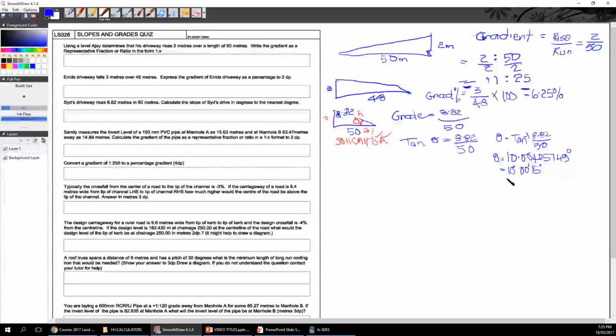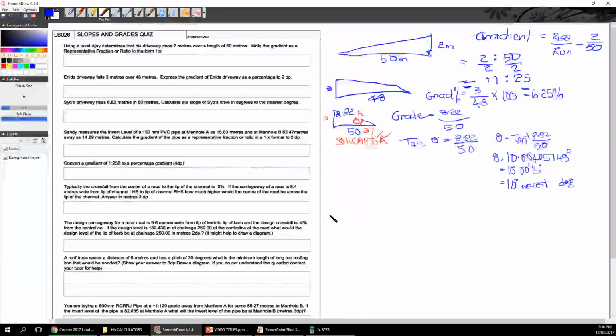And 10 degrees to the nearest degree, which is what the answer wanted. 10 degrees to the nearest degree. Well, good. Okay, so that's Sid's driveway sorted.